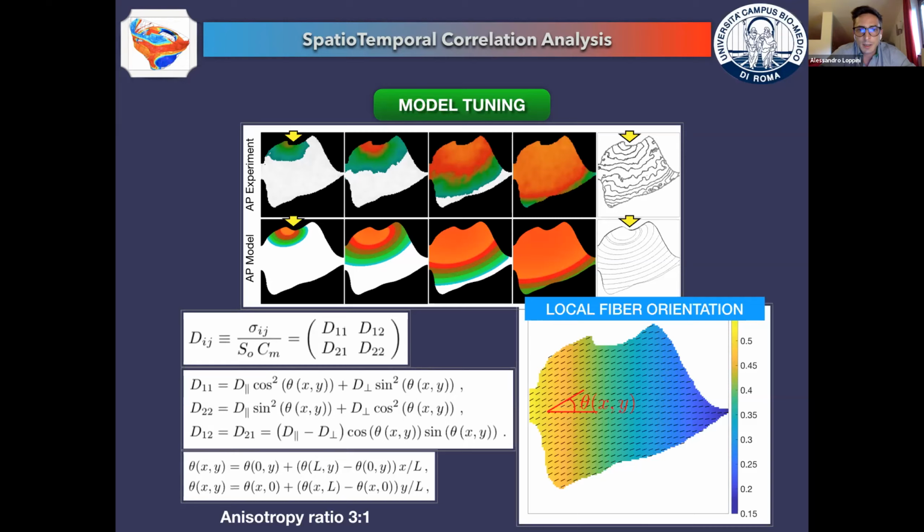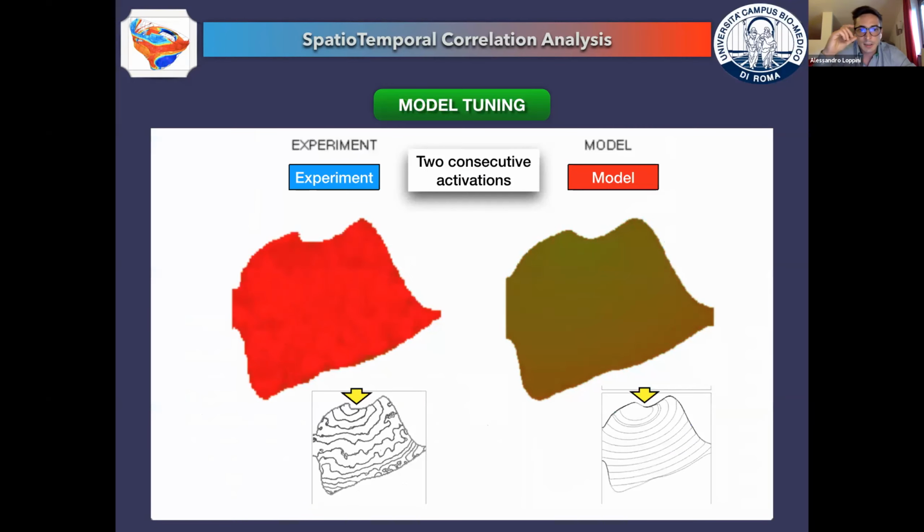So both anisotropy and heterogeneity are considered here to reproduce in a correct way the activation maps with respect to experiment. In this slide, you can see experimental results compared to the modeling in a particular reference case. As you can see, the model can match the experimental activation map in terms of conduction velocity, in terms also of wavefront shape, and all the other features of the emergent activity.